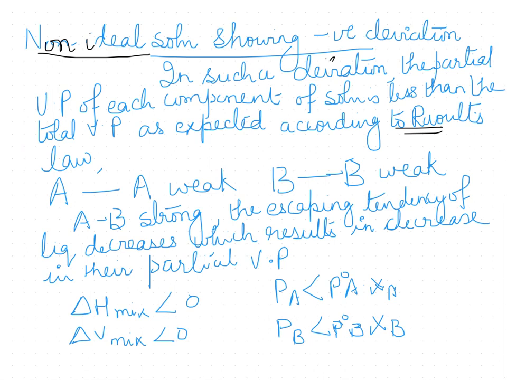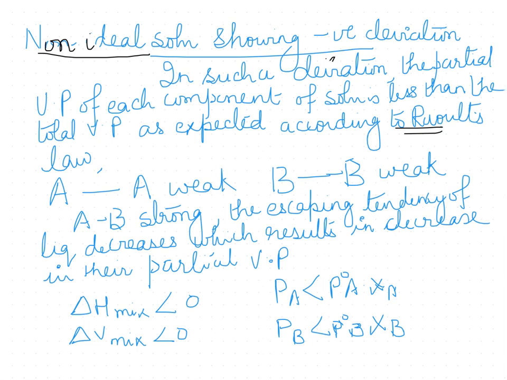Because AA interaction may be weak, BB interaction may be weak, but when they are coming into the solution, this AB interaction might be becoming very strong. So in that case, these molecules have very less tendency to go into the vapor state. Is it clear? And if they are not going easily into the vapor state, the vapor pressure is less than expected. So in that case, they will be showing negative deviation.